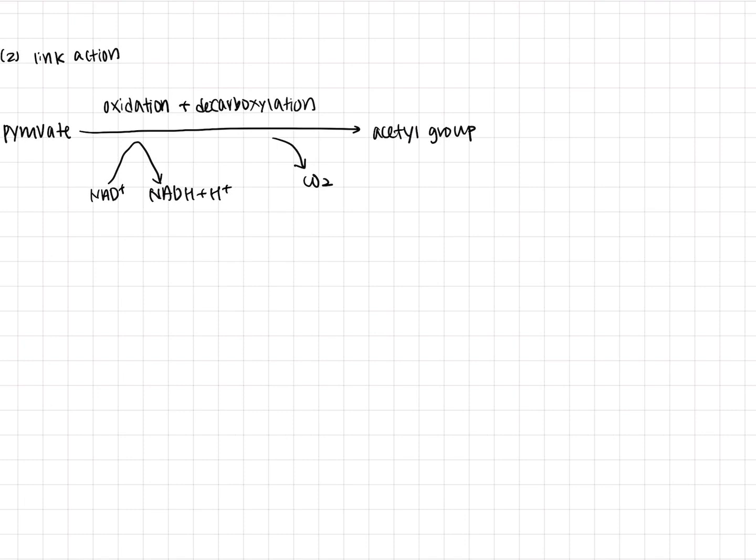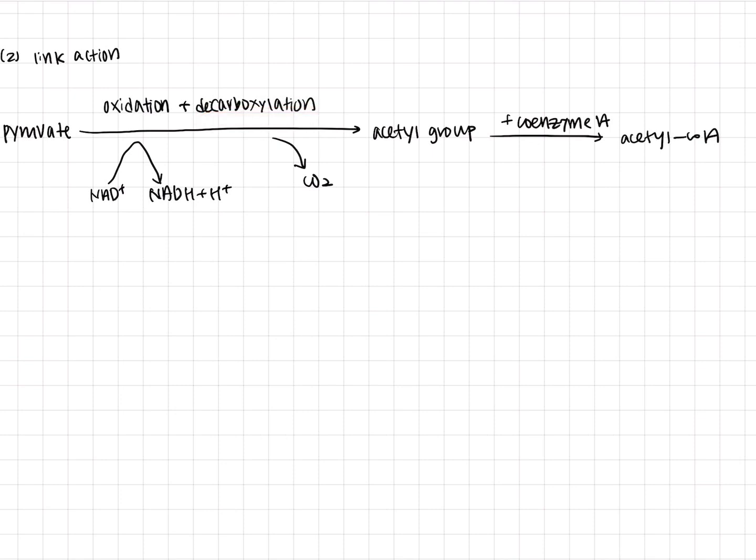And this acetyl group is combined with coenzyme A to produce acetyl-CoA. And because there were 2 pyruvates, both pyruvates undergo the same link reaction and produce 2 acetyl-CoA. Here, this link reaction can occur to fatty acid. However, the link reaction of fatty acid will not include the decarboxylation part.